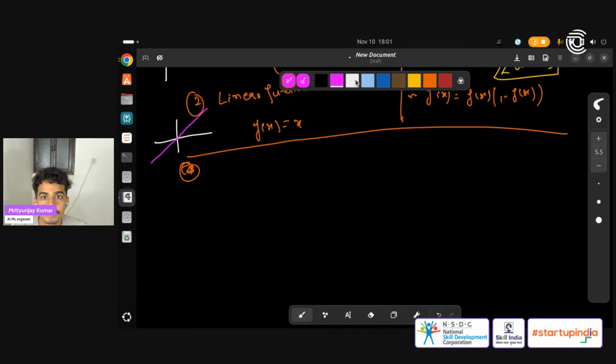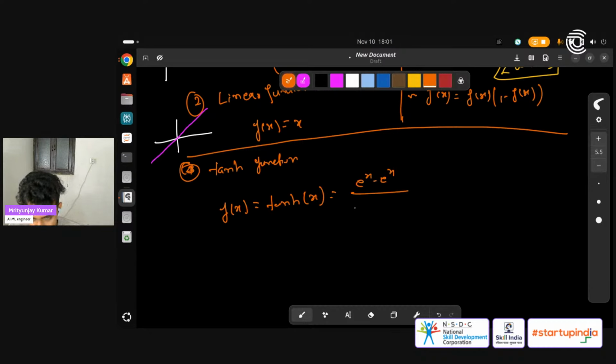Again, tanh. Tanh means here f(x) equals (e^x minus e^-x) over (e^x plus e^-x). This is the tanh function. Their graph is similar to sigmoid only, but with small changes. It comes from the negative side and then goes to the positive side.